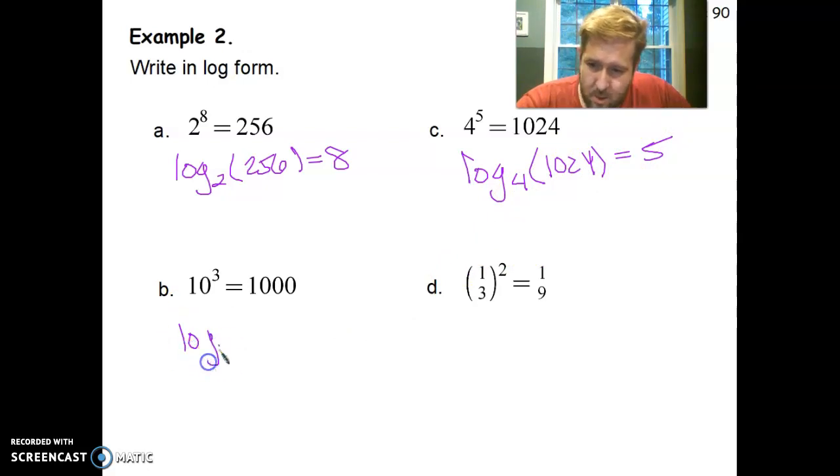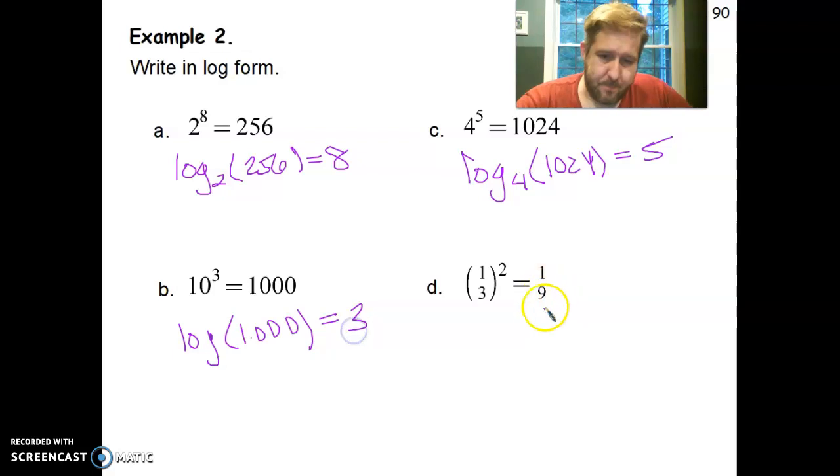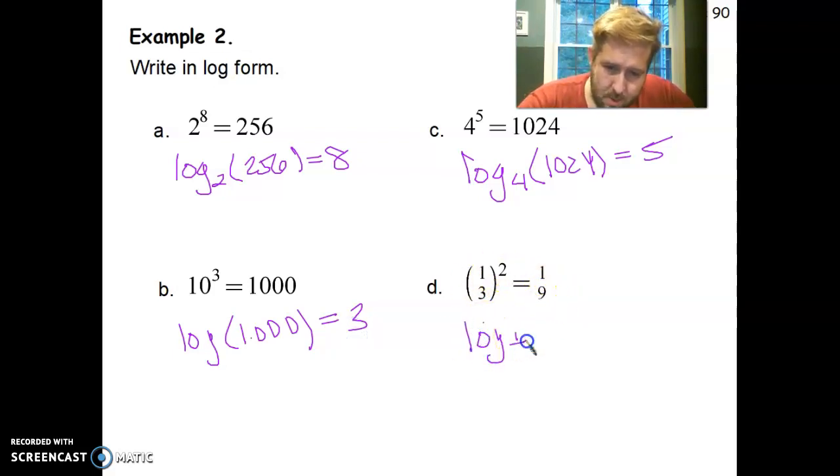Here we have log of 1000 is 3. And there we have log base 1/3 of 1/9 is 2.